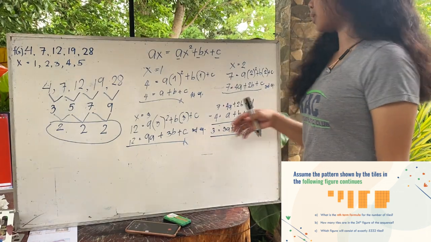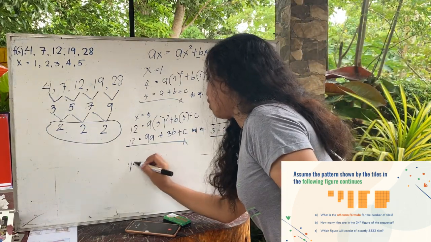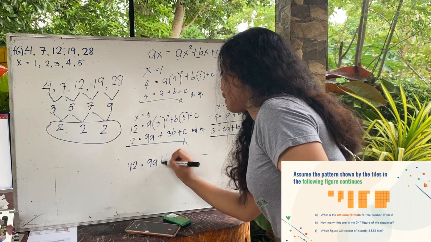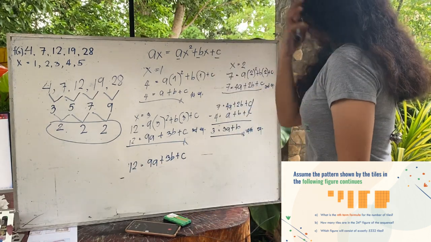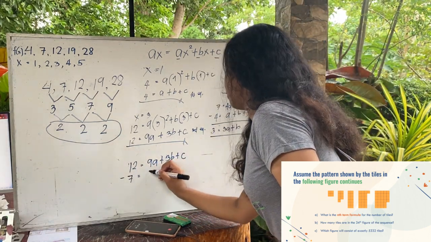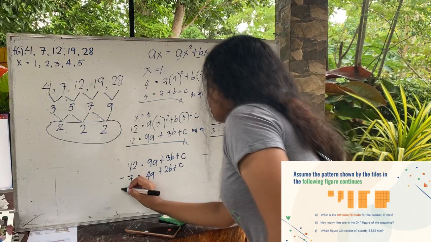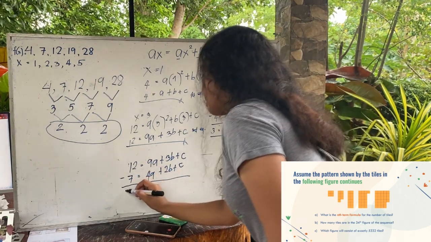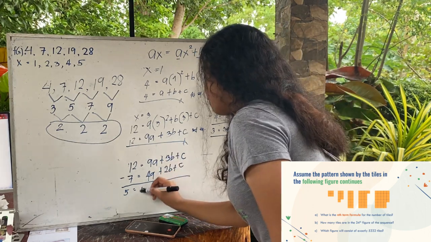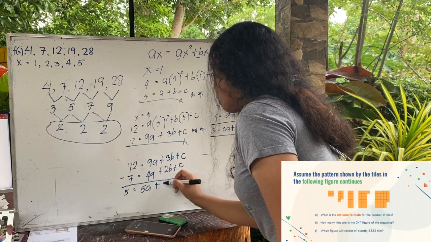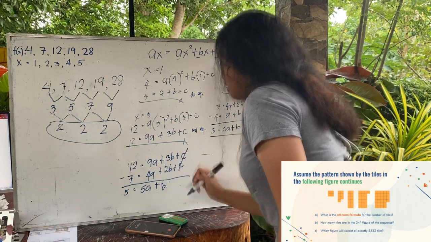So the next step is we will subtract the second equation from the third equation. So we have here 12 is equal to 9a plus 3b plus c minus the second equation, which is 7 is equal to 4a plus 2b plus c. So 12 minus 7 is 5. 9a minus 4a is 5a plus b, then c cancels.